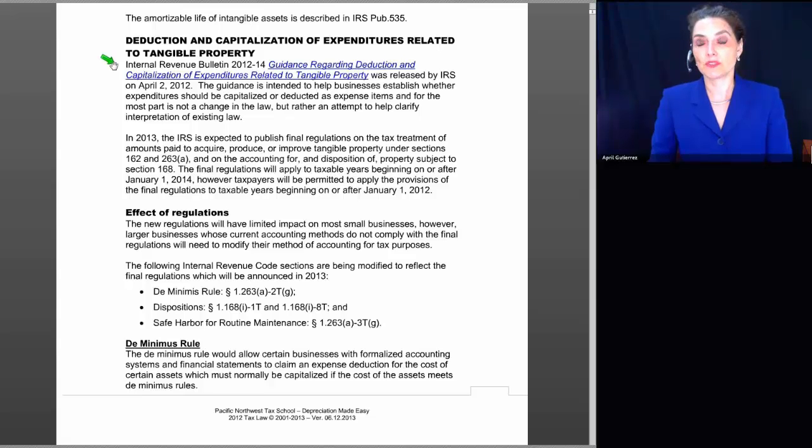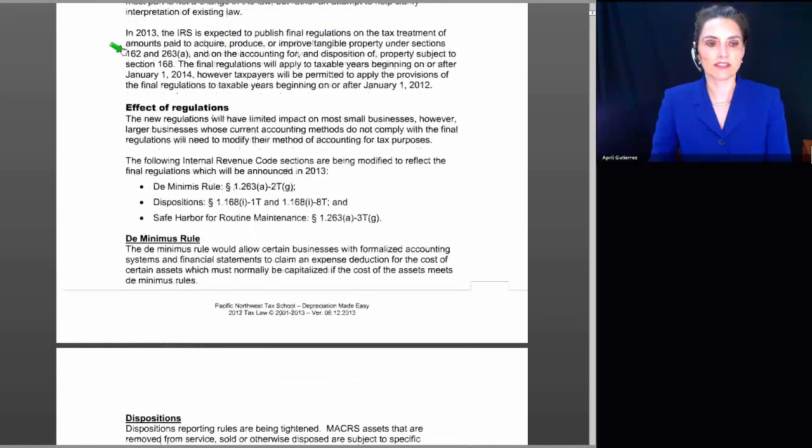The bulletin itself was quite lengthy. It was quite something to read through. It was released over a year ago now, so a year later they're still working on the concept and coming up with their finalized procedures. But the guidance they released in April is intended to help businesses establish whether or not expenditures can be capitalized or deducted as expense items, and for the most part, it is not a change in the law, but rather an attempt to help clarify existing law.